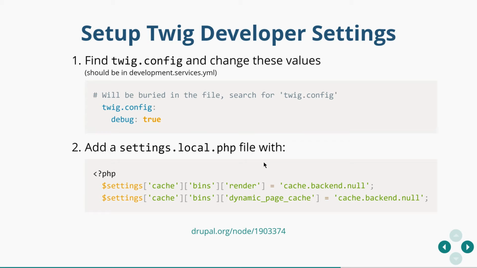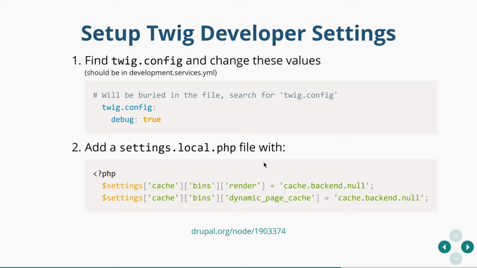So, set up your Twig developer settings. I just removed a step from here because I don't think you need to do it. But step one is you find where your twig.config is. By default, it's in development.services.yaml. That can theoretically change depending on how you want to set up the site. So you'll just find twig.config, and then there'll probably be a big comment, but then there's debug, and you want to change that to true. And that is going to change your life, and you'll see why in a second.